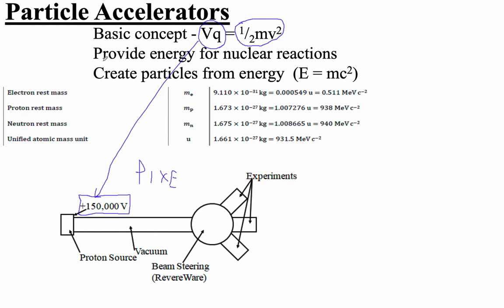Okay. But basically, the idea behind a particle accelerator is to provide energy for nuclear reactions or to create particles, right? If two protons hit head on, they can actually create a panoply of particles that are very short-lived. Notice how we've got these masses in millions of electron volts. We talk about particle energies in millions of electron volts.